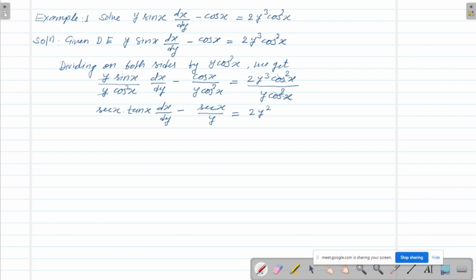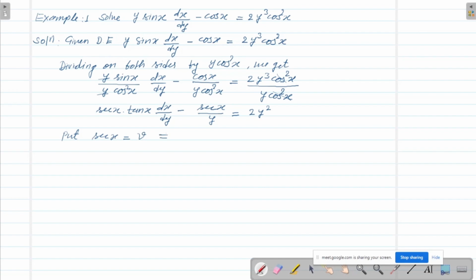So yes, your given differential equation is of this type. Now if you compare this, we will find here p of x is sec x. Your p must be a function of y, so 1 upon y is the p of y, and q of y is 2y square. So we put here sec x equal to V.